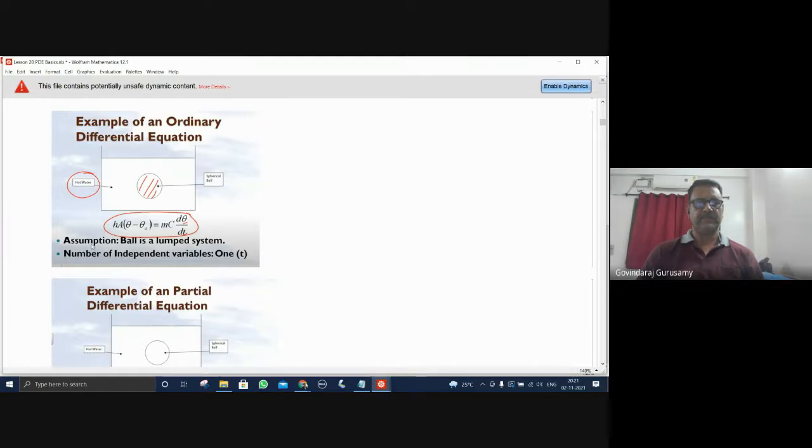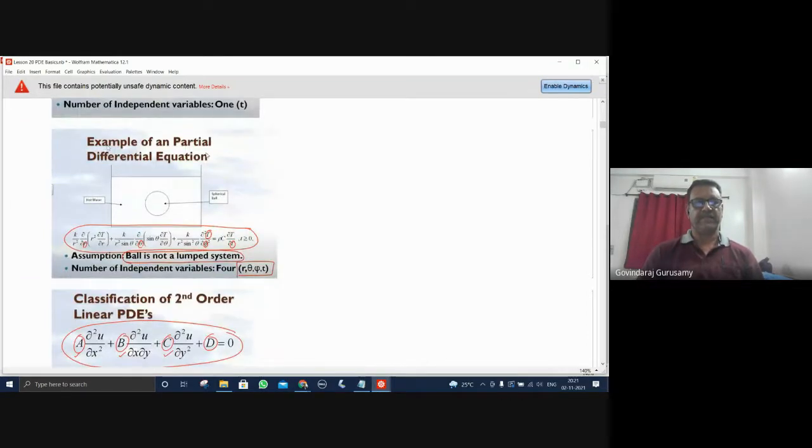So this is the assumption: the ball is a lump system. Many things have been put into the assumptions, and then this has been arrived at. Look at the same thing. And you have hot water here. Again, the same ball is here.